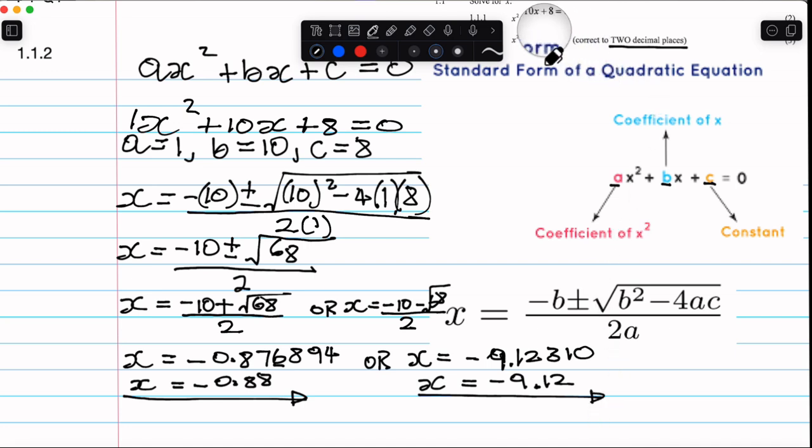So we have solved question 1.1.2, corrected to 2 decimal places.